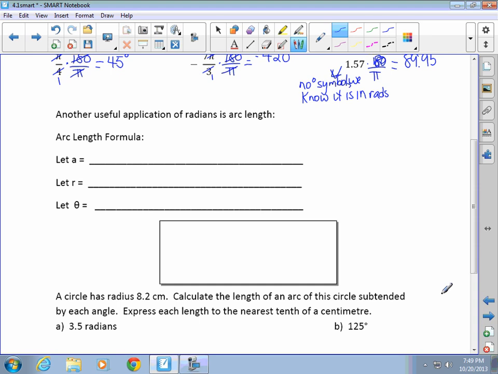So another useful application of radians is arc length. And we know that a radian is just the measure of the arc that's subtended from a central angle. So when we're looking at the arc length formula, we let A equal the arc length. R is our radius. And theta is the measure of the angle. And it is always in radians.